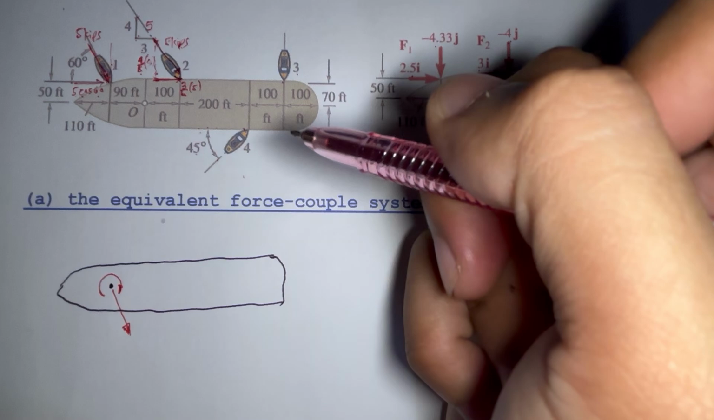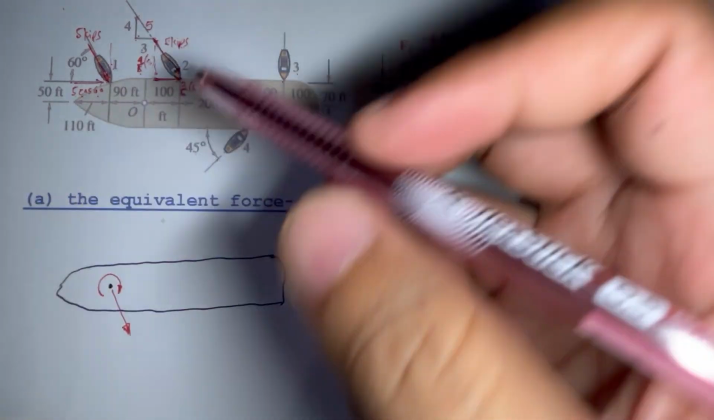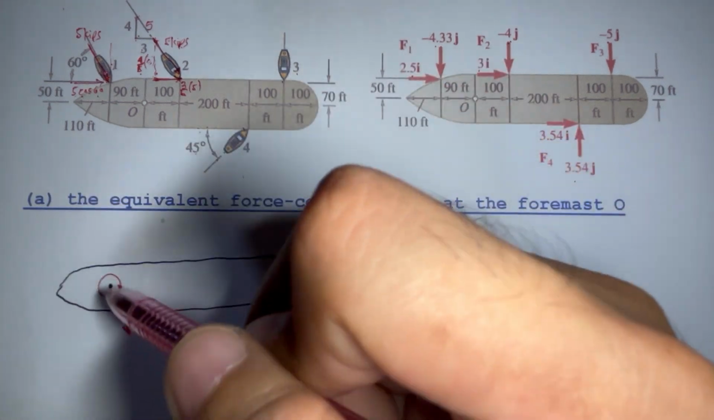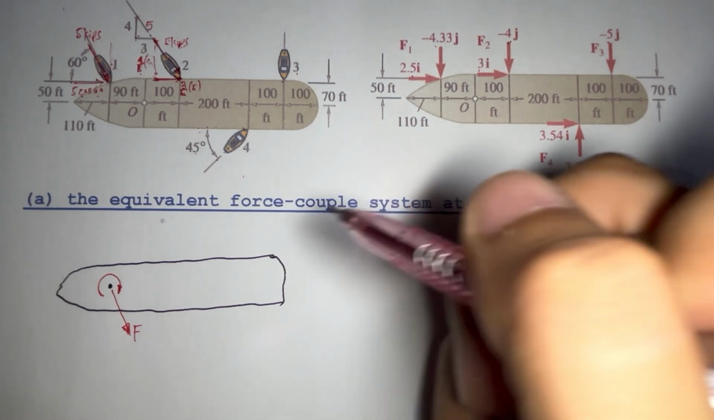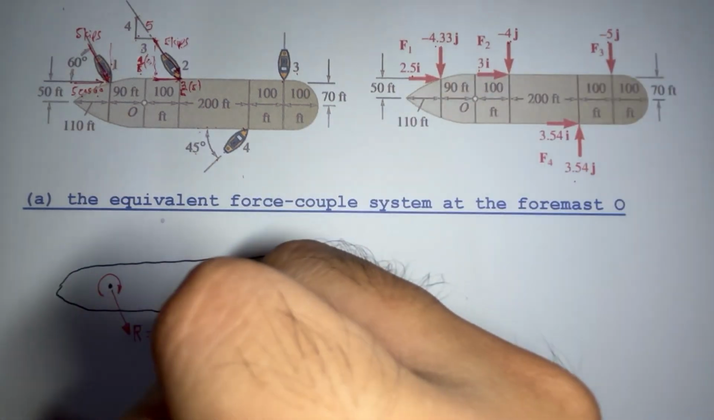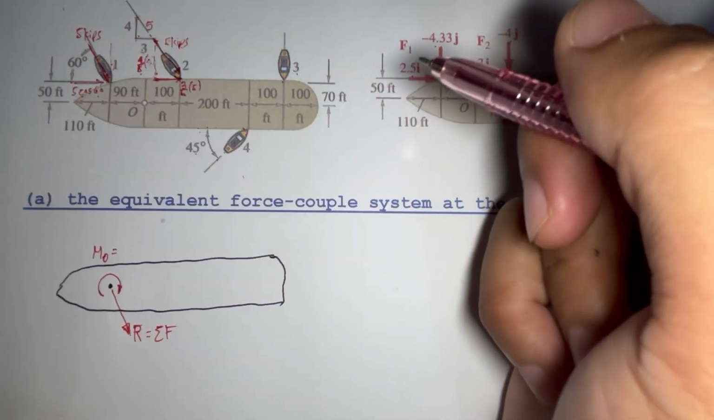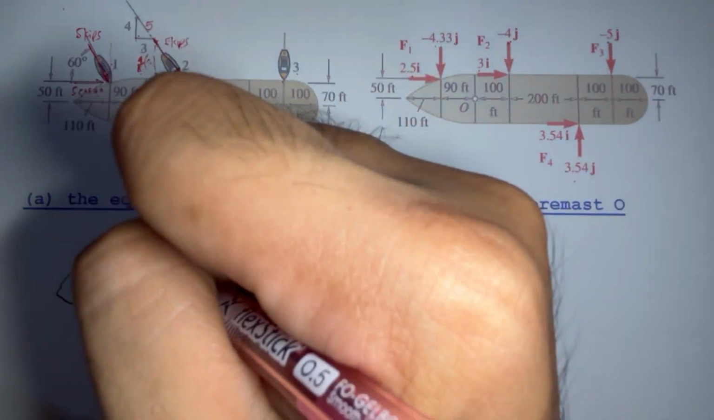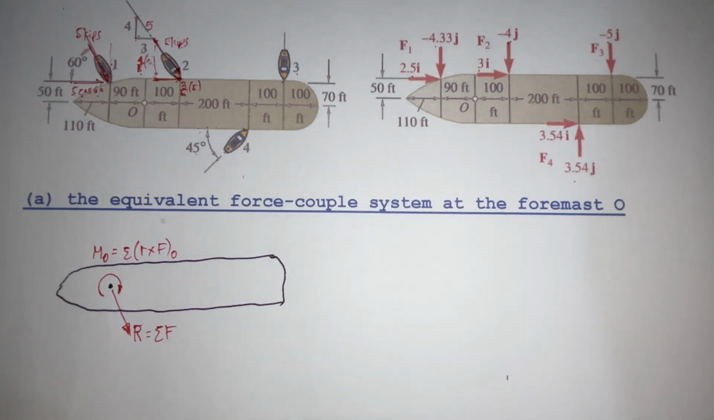Assuming that our couple here is directed or rotated counterclockwise. Okay, so this is our force. To get the force, what we do here is simply add all the forces, all these forces here. And how do we get the moment? The moment at point O, we can get that by adding all the r cross F pivoted about point O. So, that's it.